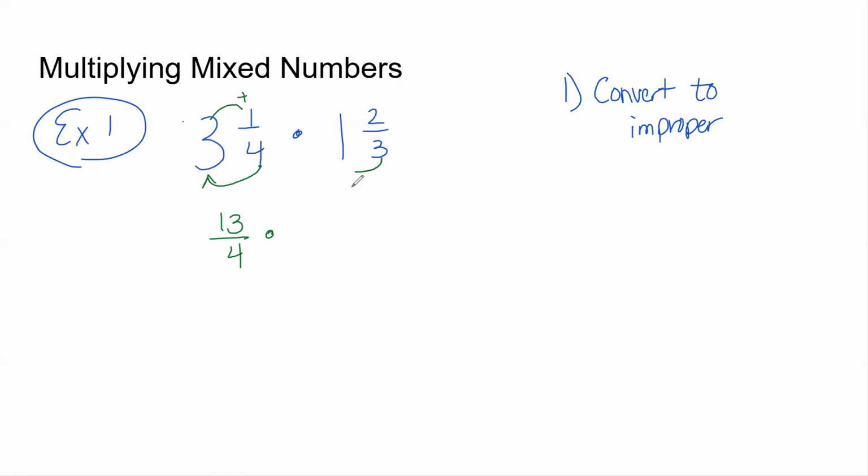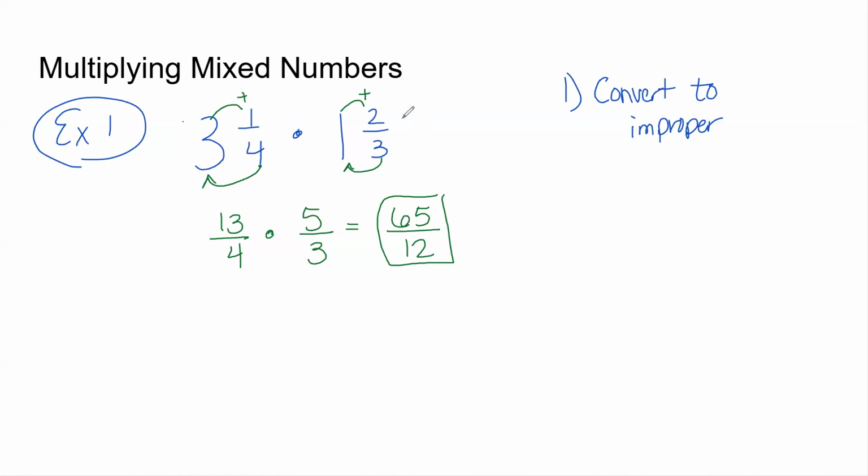3 times 1 is 3. Hold that in your head. Plus 2 is 5. And then you keep the same bottom. And now you're ready. Go right across the top, 65. Right across the bottom is 12. I don't think that reduces. So that is your answer if you leave it improper.